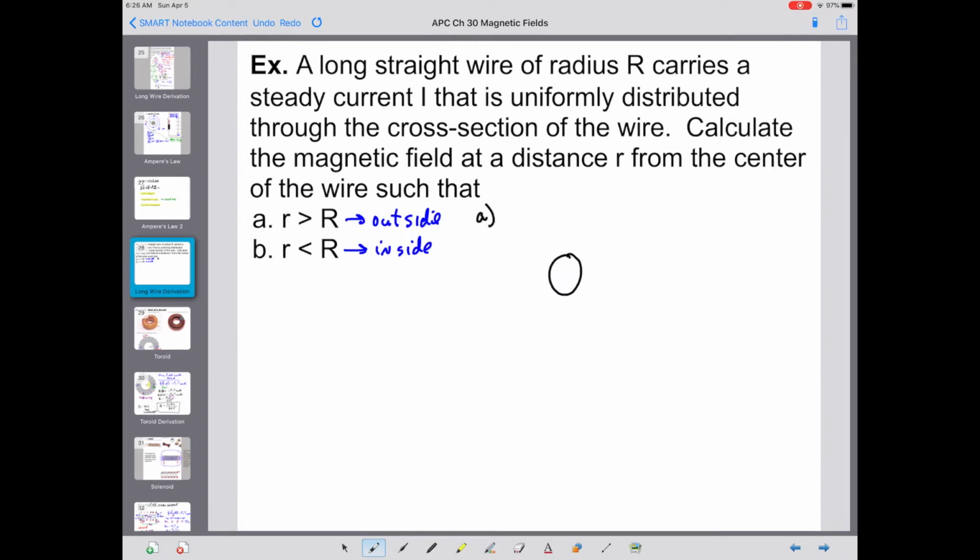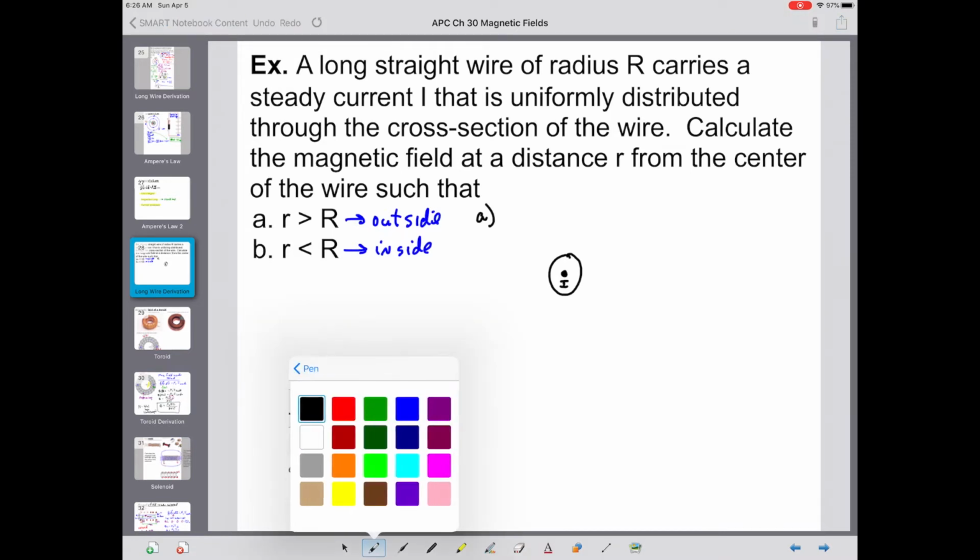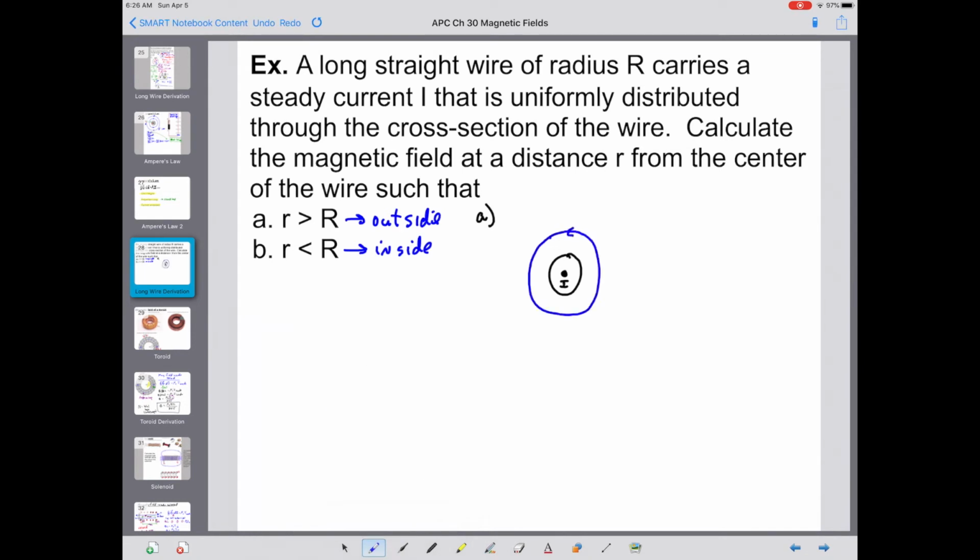So if we consider part A, I'm going to draw my wire in end view. So I have a current that is coming out at you. Then the magnetic field is going to circulate around. I'm just going to draw one loop there.